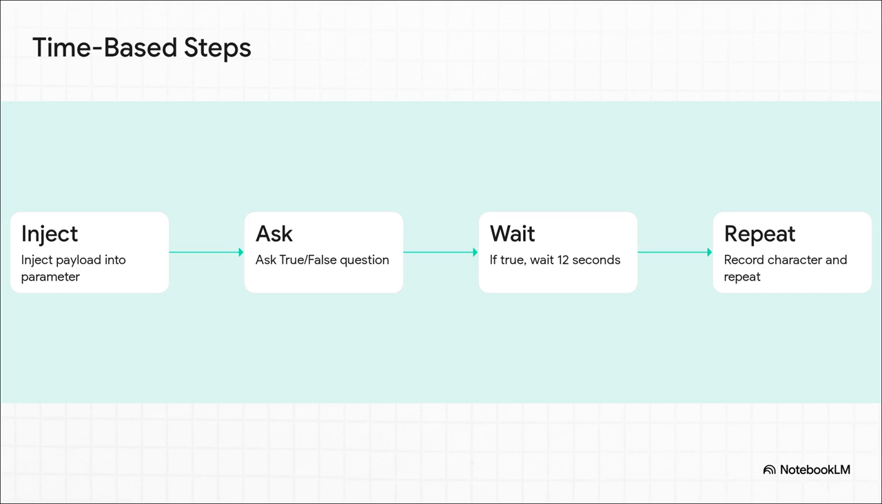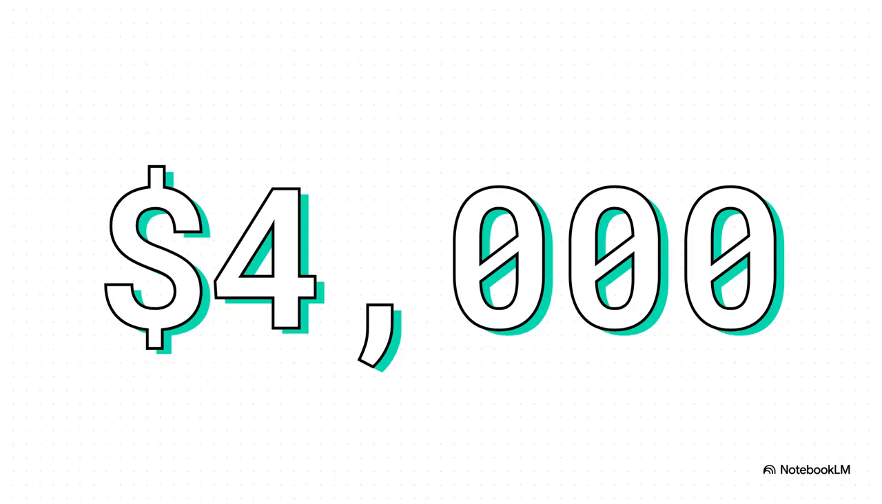If the answer was false, the server responded instantly. If it was true, the server slept for 12 seconds. By measuring the time it took the server to respond, his script meticulously brute forced the entire database username and hostname, character by character, completely in the dark. Uber awarded a $4,000 bounty for this really ingenious time-based blind SQLi. And honestly, it was well-deserved.